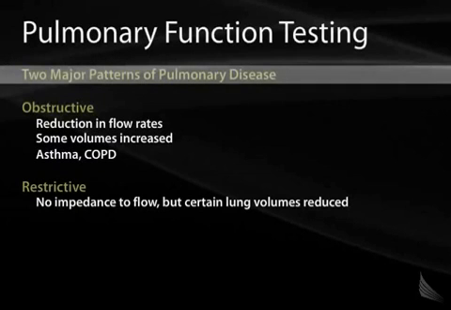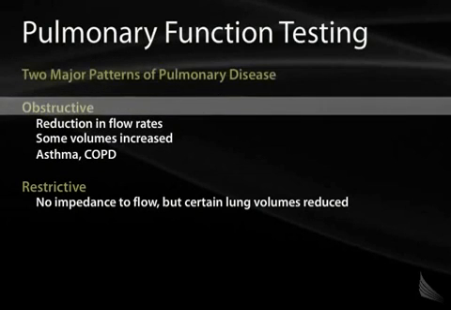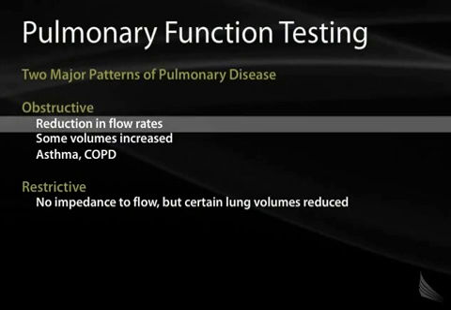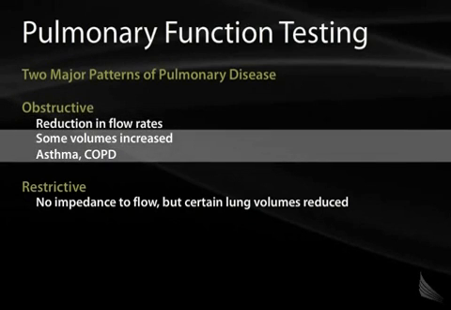There are two main patterns of lung diseases. There are obstructive diseases, where we see reduction in the flow rates, and the lung volumes are generally increased. Examples of this are asthma and COPD. Another example might be cystic fibrosis or bronchiectasis.